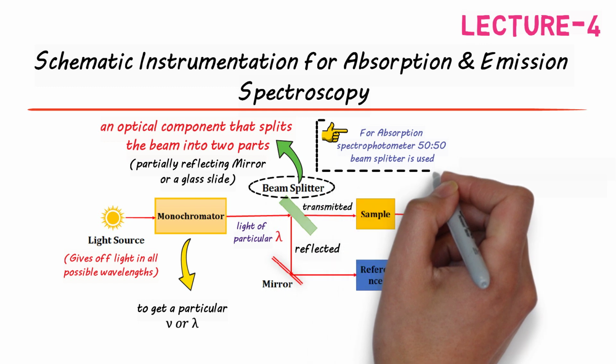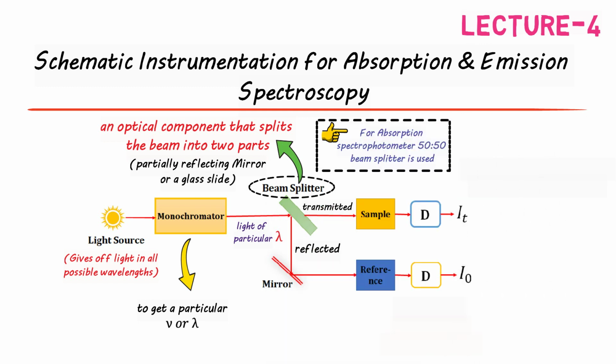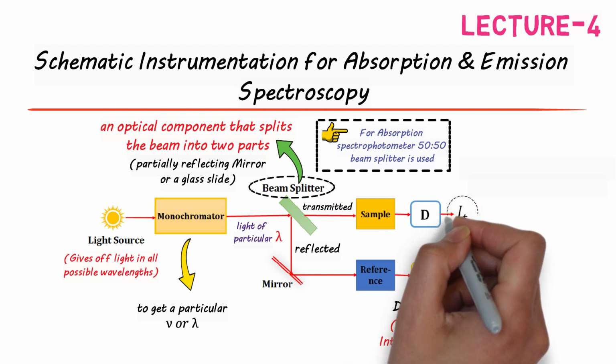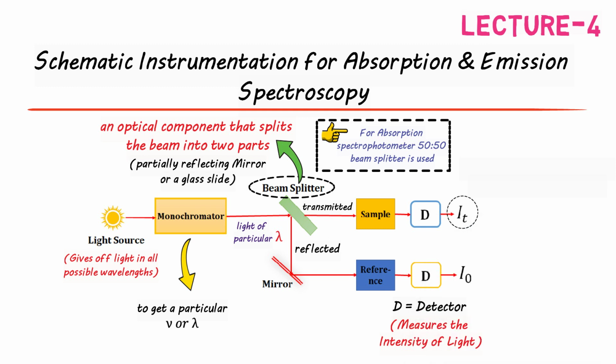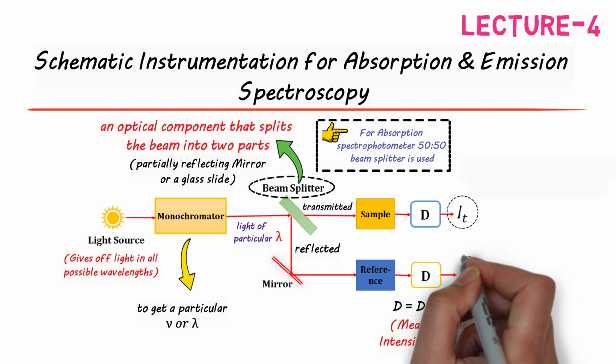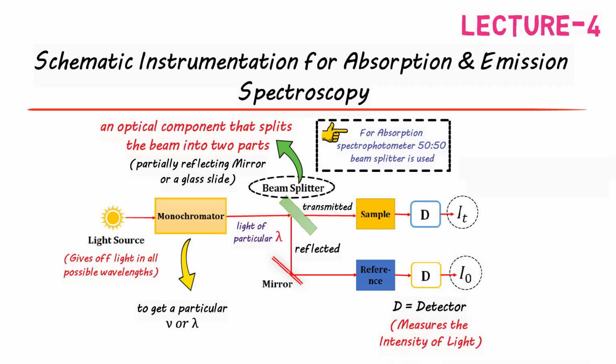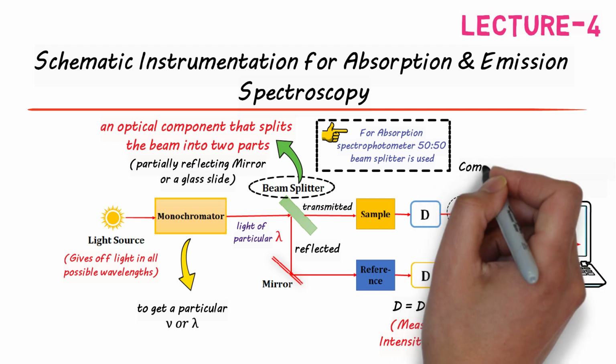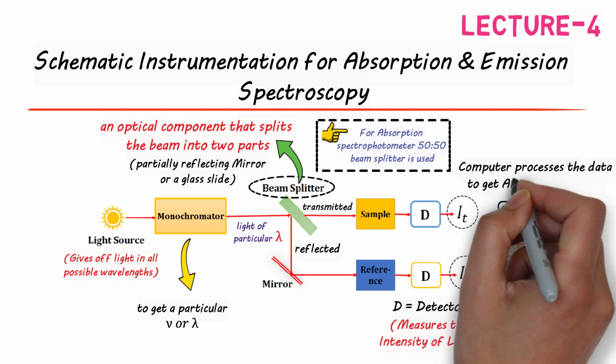The transmitted light is then passed through the sample, while the reflected light is passed through the reference by means of a mirror. Detector D measures the intensity of that light. The transmitted light from the sample gives I_T, that is the intensity of transmitted light, while the detector at the reference gives the intensity of incident light. The computer processes the data itself to get absorbances directly.